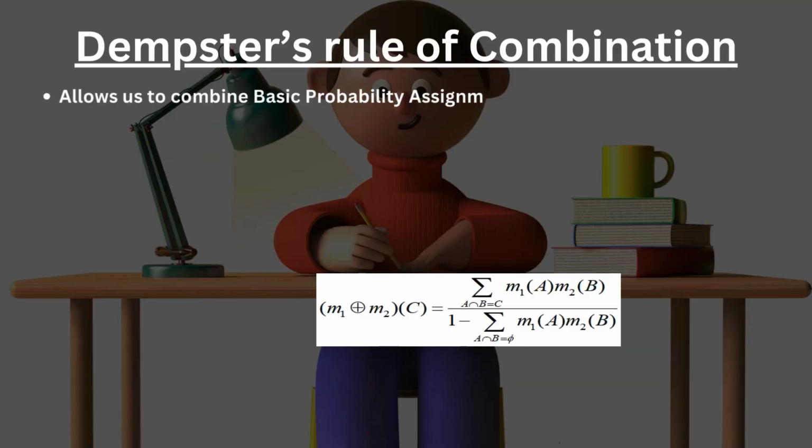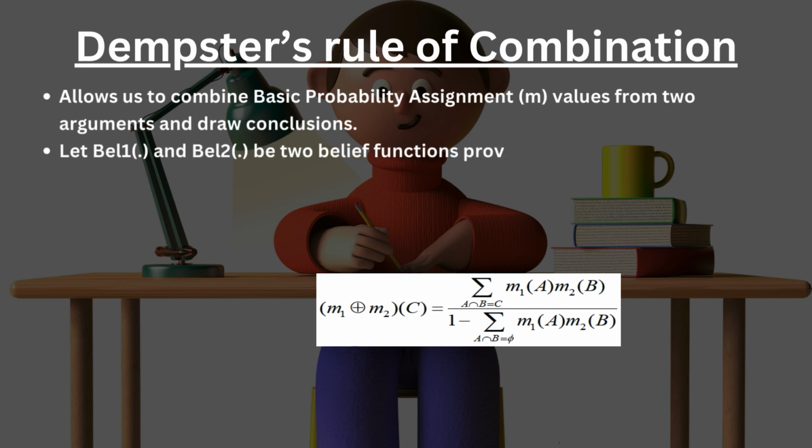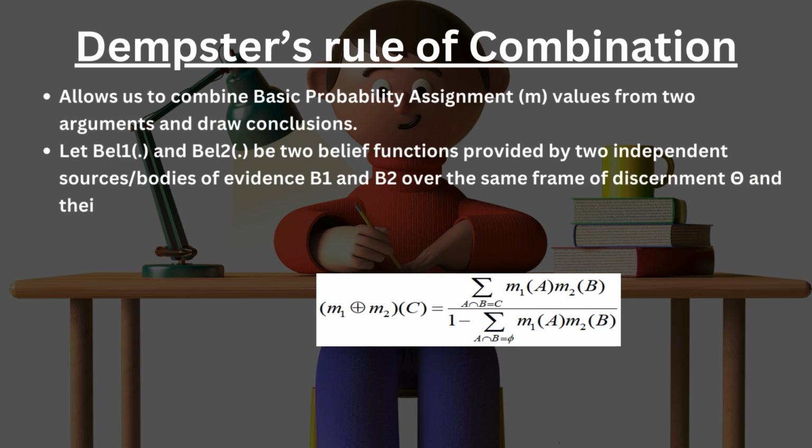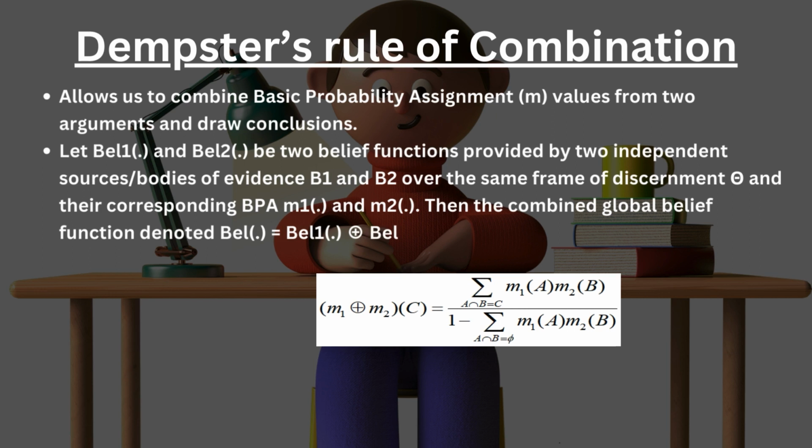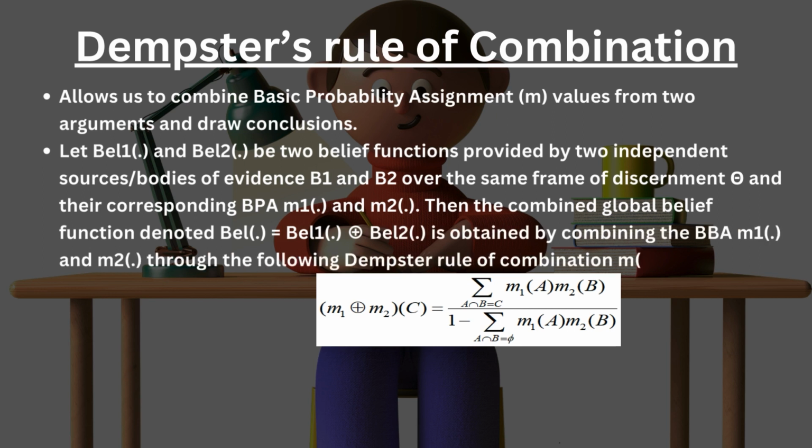This allows us to combine basic probability assignment values from two independent sources or bodies of evidence and draw conclusions. For example, there are two different sources, represented as 1 and 2, with two belief functions provided by two independent sources B1 and B2 over the same frame of discernment.